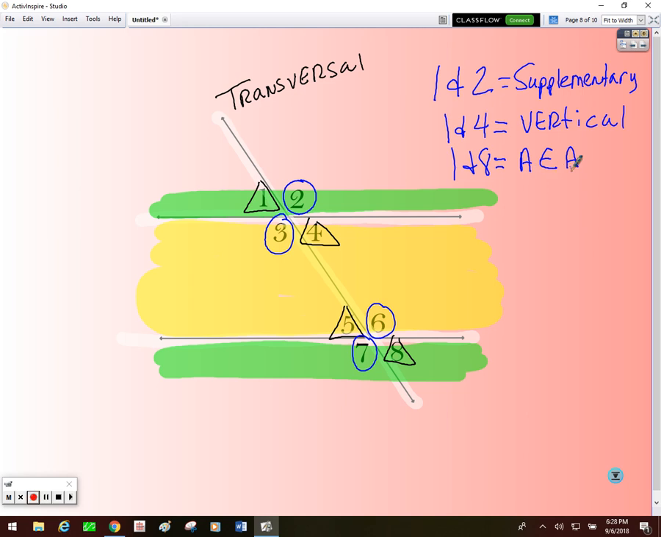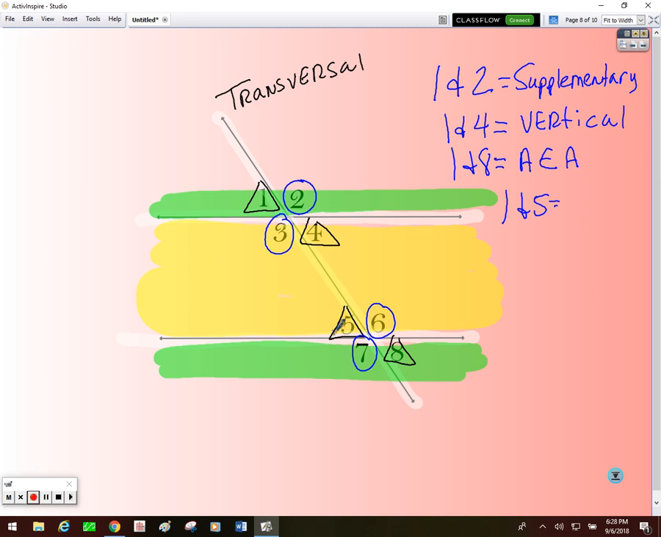All right. So we've got one more. Let's see what we come up with. What about 1 and 5? Angle 1 and angle 5. All right. So right off the bat, I know they have to be congruent. So that tells me it can't be supplementary, because one is acute, the other one's acute.